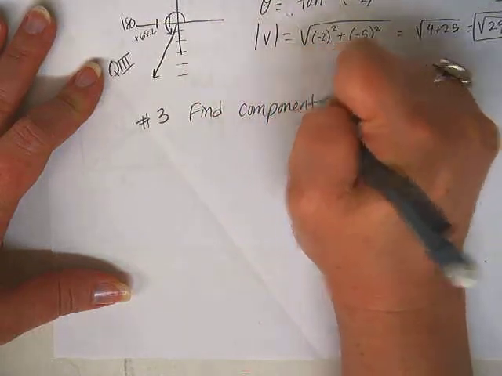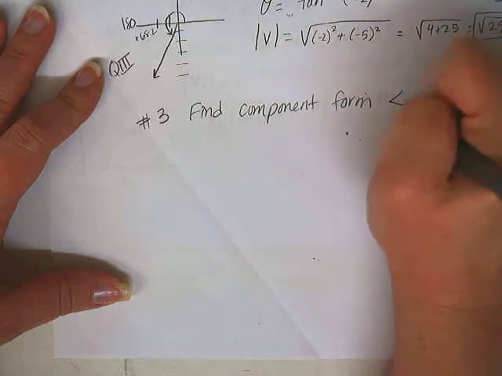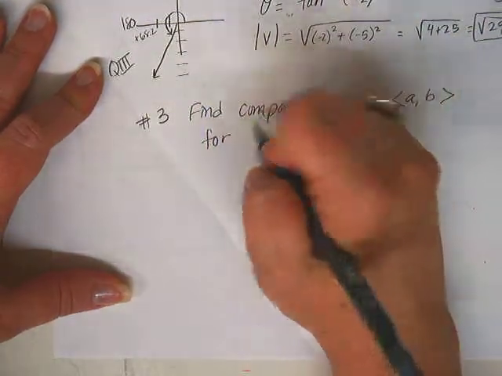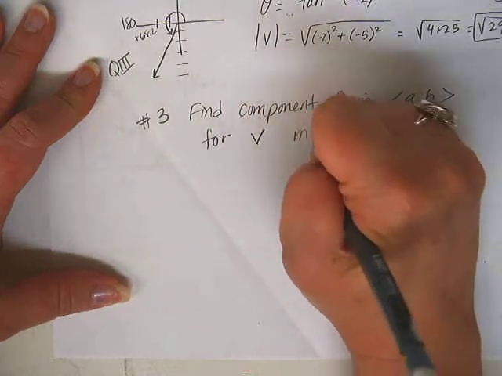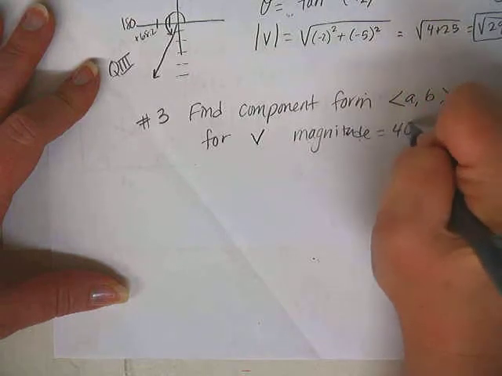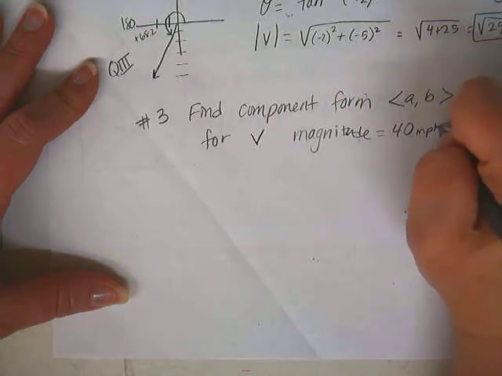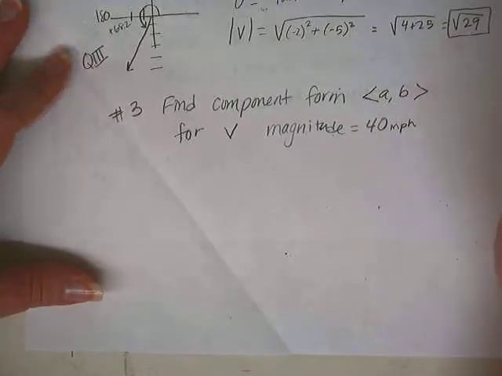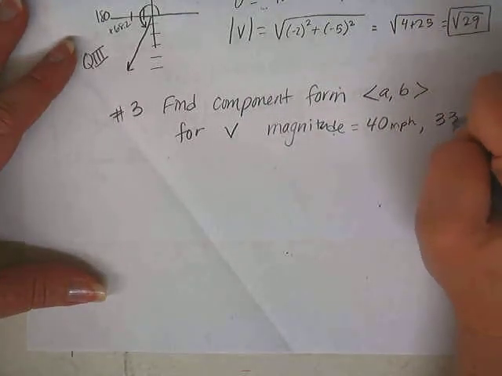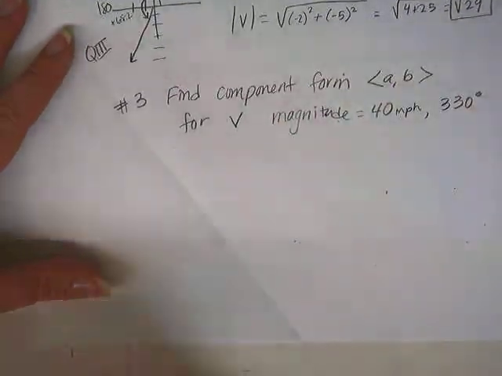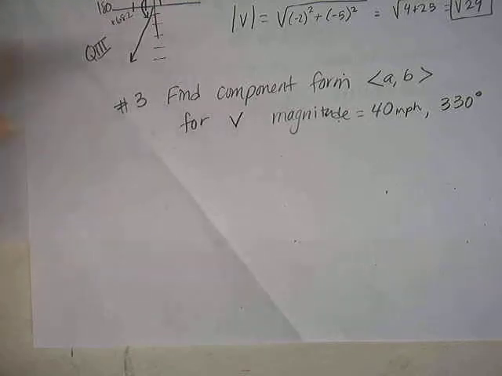Okay, so let's go ahead and do a third example. We are going to find the component form. So component form means A, comma, B, for a vector V with magnitude 40 miles per hour. So we're talking about velocity here, at a 330 degree angle.